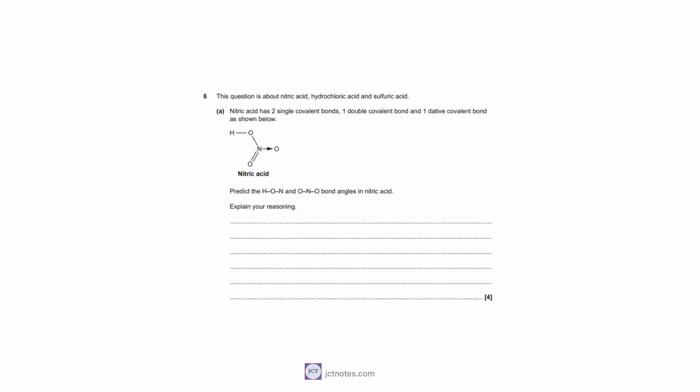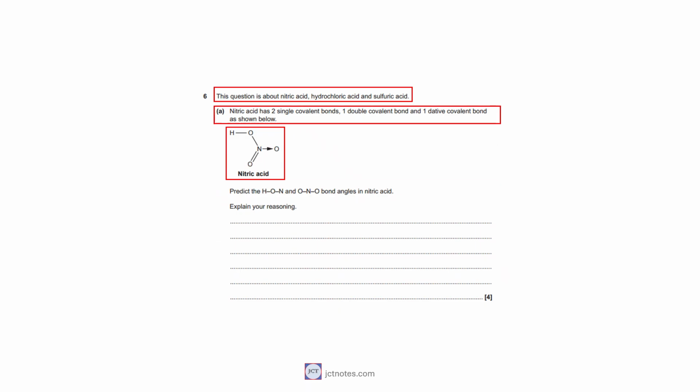Question 6 is about nitric acid, hydrochloric acid, and sulfuric acid. In Part A, we are given the structure of nitric acid, which contains 2 single covalent bonds, 1 double covalent bond, and 1 dative covalent bond. We are asked to predict the hydrogen-oxygen-nitrogen and oxygen-nitrogen-oxygen bond angles and explain our reasoning.